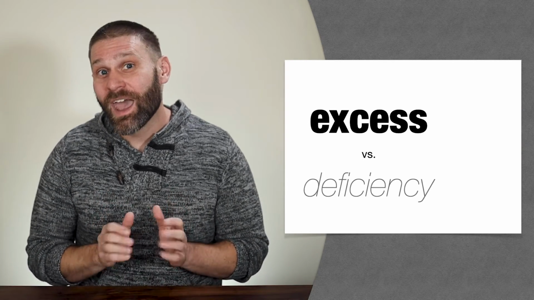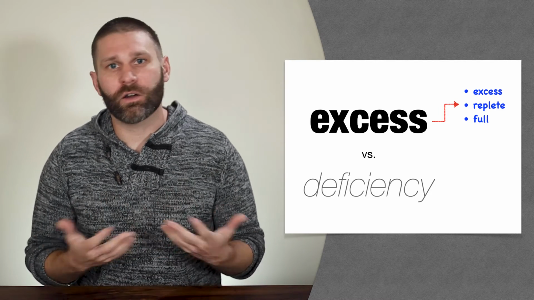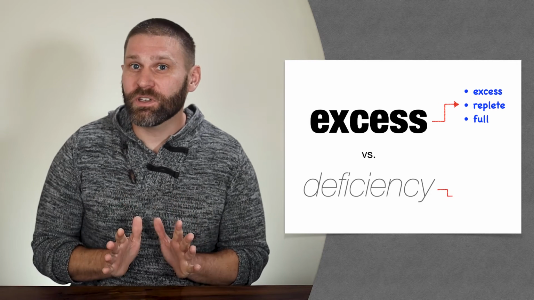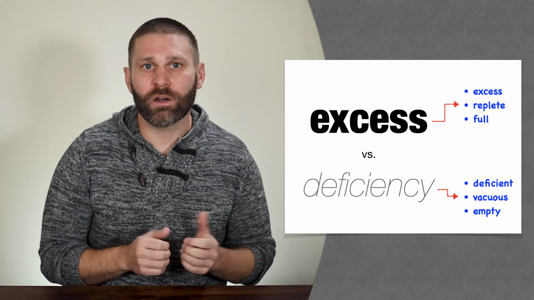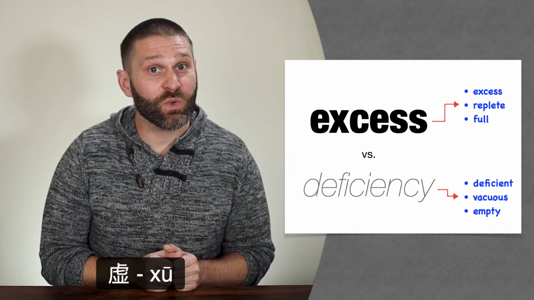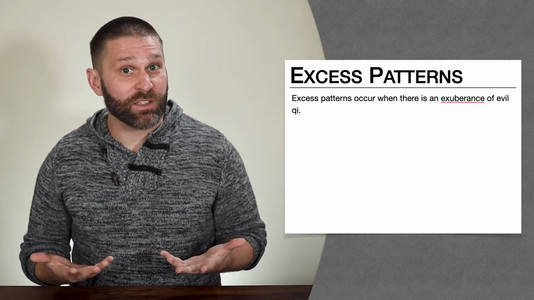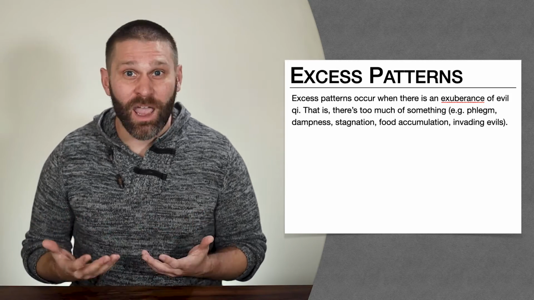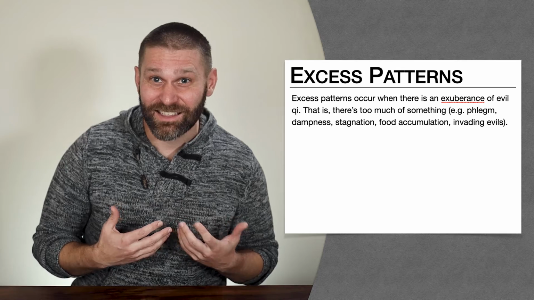And again, when we say excess, we could say excess or replete or full. These are all just different translations of the Chinese term shi. And with deficiency, we could say deficient, vacuous, or empty. And these are all translations of xu. So with excess patterns, there's an exuberance of evil qi. That is, there's too much of something. Phlegm, dampness, stagnation, food accumulation, invading evils, etc.